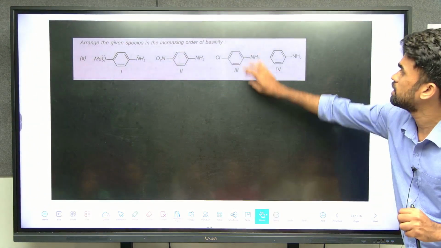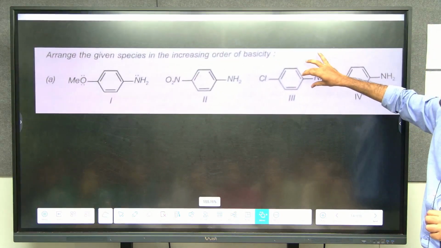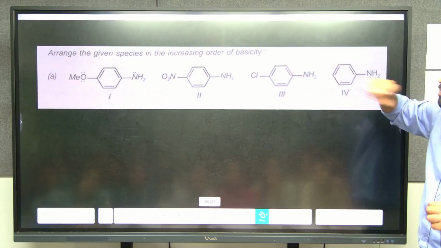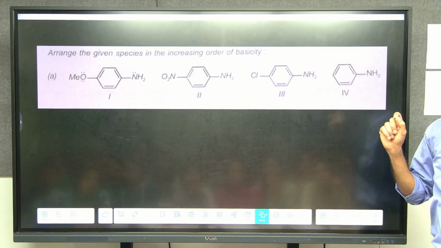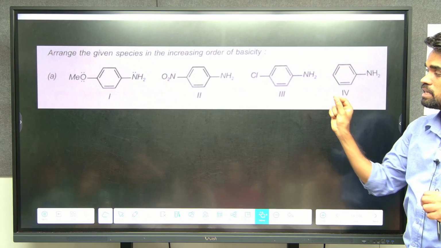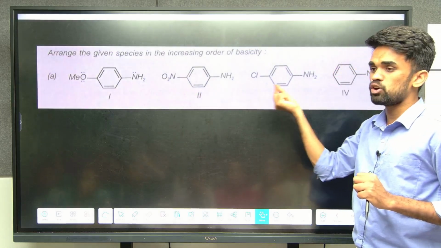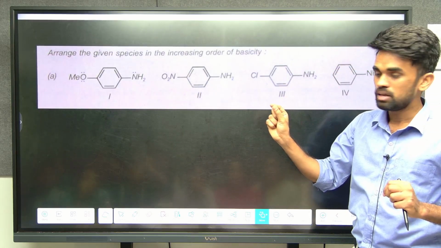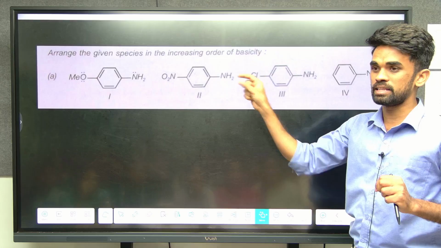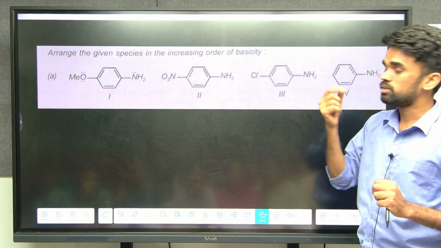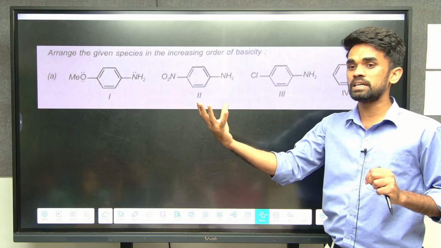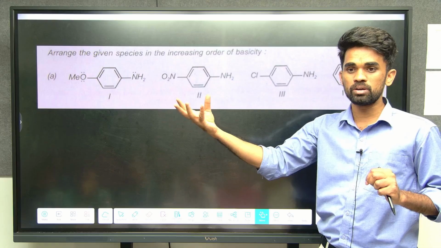Are you able to see what they are asking? Fast. Increasing order of basic nature. Before explaining this, just tell me, are all of them aromatic or aliphatic? Aromatic amines like aniline or their derivatives. Now, if I compare them with aliphatic, definitely aliphatic will be more basic.